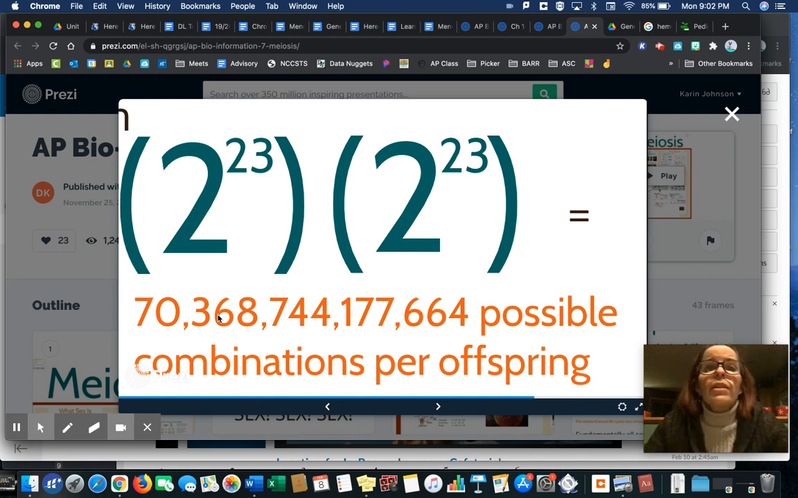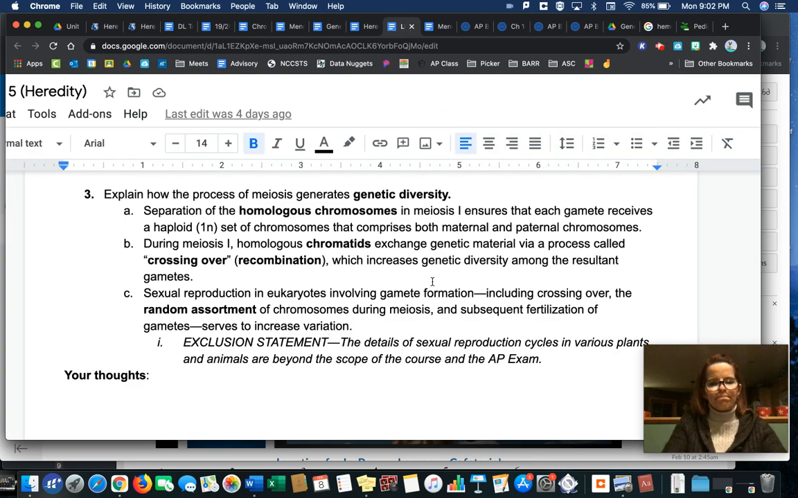And so that's more than all the human beings that have ever lived on the face of this planet. In just two people, they can produce that many diverse human beings. And that didn't even take into account crossing over, which added even more genetic variation. Okay, hopefully that made sense. Let me know if you have questions about that.